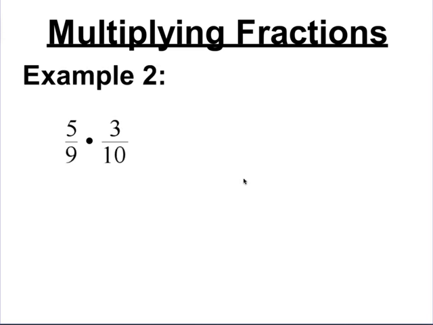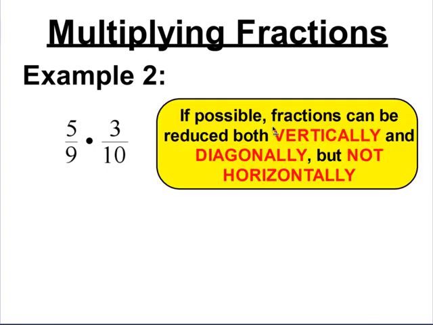Okay? Let's try example number 2. In this example, we want to look up and down first. So 5/9 and 3/10 and see if either of those fractions can be simplified. Here, neither one can. But if you look diagonally with 5 and 10 or 3 and 9, both of those sets of numbers can be simplified. And since one is a numerator and the other is a denominator for each pair, that means I'm allowed to simplify them. So we can simplify vertically, like I said, or diagonally. The only way you cannot simplify is horizontally. You cannot look at 9 and 10 or 5 and 3 to try to simplify. It has to be one numerator and one denominator.